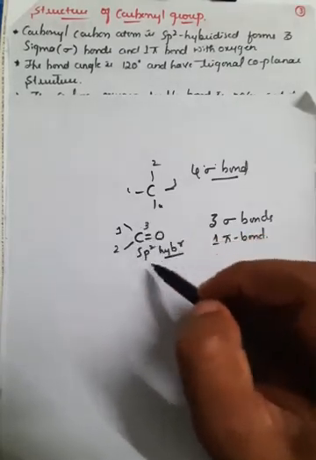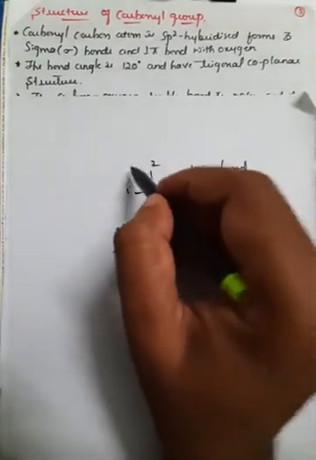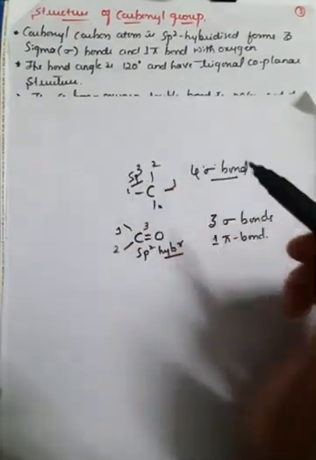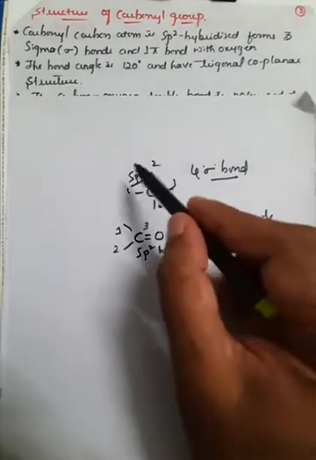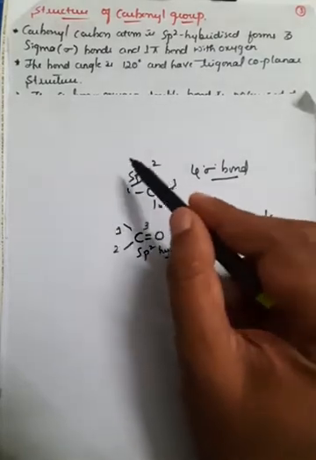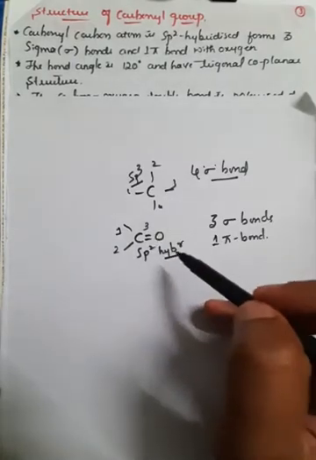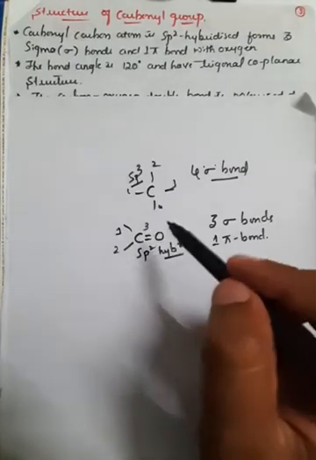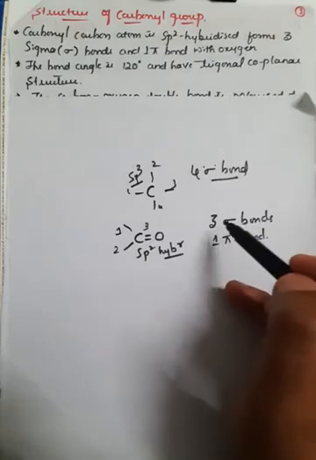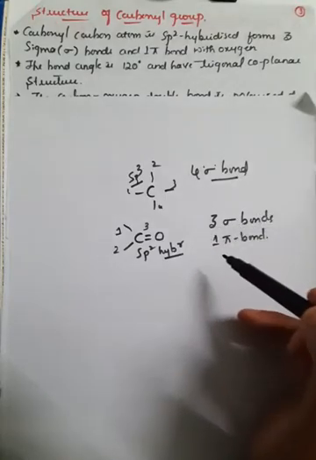Since it is double bonded, it is sp2 hybridized. If it is single bonded, it is sp3 hybridized. Remember, the hybridization you already studied in first PUC. If it is single bonded, then it is called an sp3 hybridized carbon atom. If it is double bonded, it is generally called an sp2 hybridized carbon atom. Since it is sp2 hybridized, it consists of 3 single bonds, that is sigma bonds, and 1 pi bond.